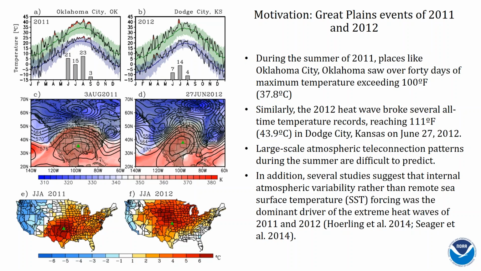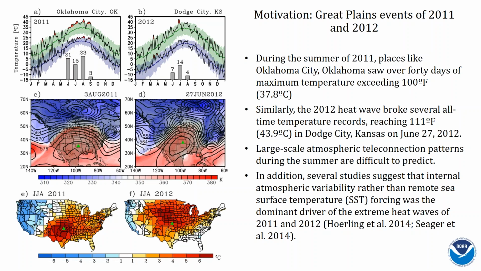You see that for Oklahoma City in 2011, there were over 50 days where temperature exceeded the 95th percentile for that summer. And this is a place where the summer temperature is very extreme already. So this is a very extreme, long persistent event. And also for the Dodge City case, those numbers in the bars for each month are the number of days for that month that exceeded the 95th percentile. So you can see in July, 14 days exceeded the 95th percentile. That's very extreme too.